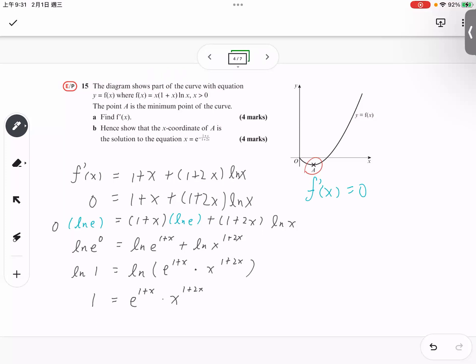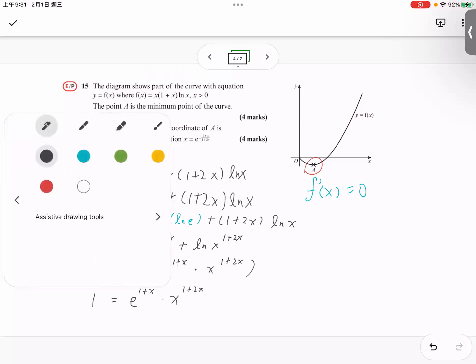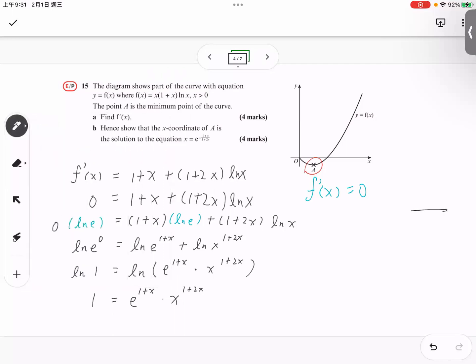First of all, I will move e to the other side, to the left-hand side. So that means I will get 1 over e to the 1 plus x, which is equal to x to the power 1 plus 2x. That means I will have e to the power of negative 1 plus x. Why do I need to make it negative 1 plus x? Because we'll see that the numerator of the answer is 1 plus x with a negative sign there. So why don't we make it negative, with 1 plus x?